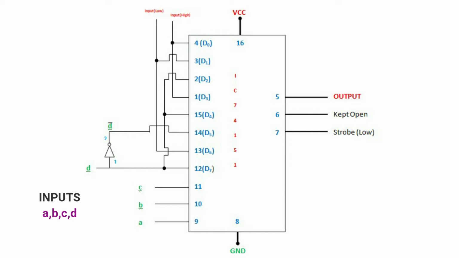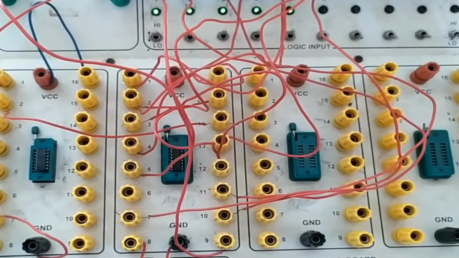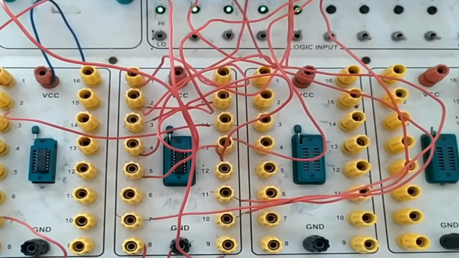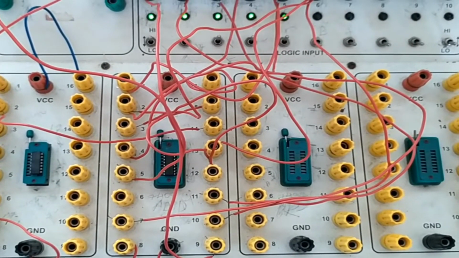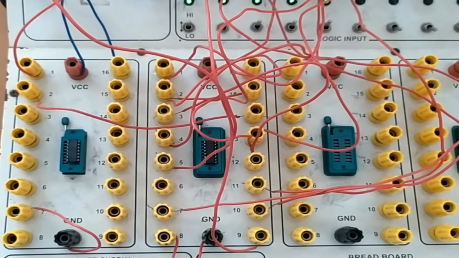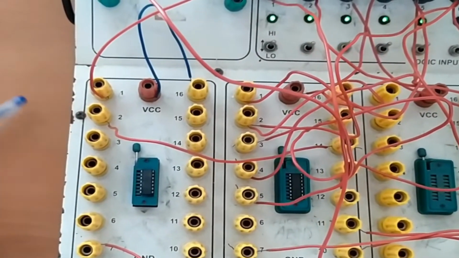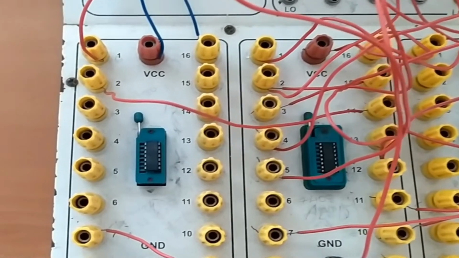Now let us see the practical demonstration of how to connect this 8:1 multiplexer and verify the truth table. So student, let us understand the circuit connection for this 8:1 multiplexer. As I have previously told you, we will be using two ICs.